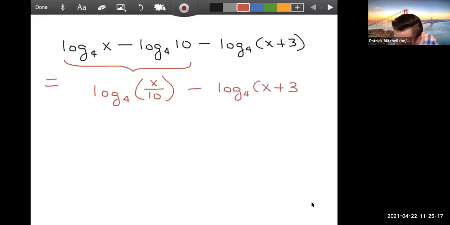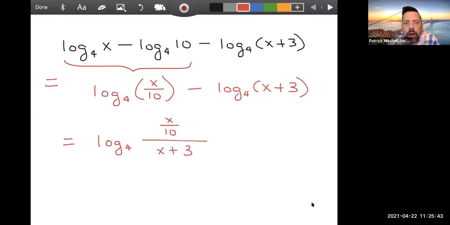Minus log base 4 of x plus 3. Okay. Now notice this is still the difference of 2 logarithms. So when I combine these 2 logarithms into a single logarithm, it is again going to be a quotient. So it's going to look like this. Log base 4 of the quotient of x over 10 and x plus 3.